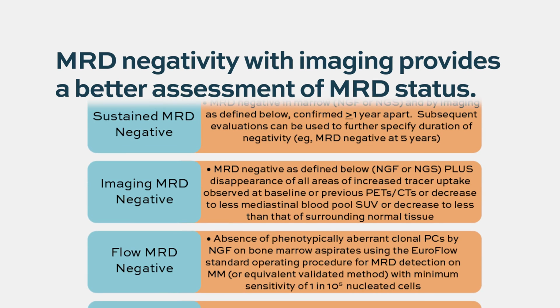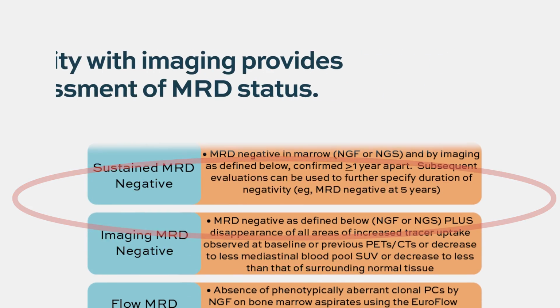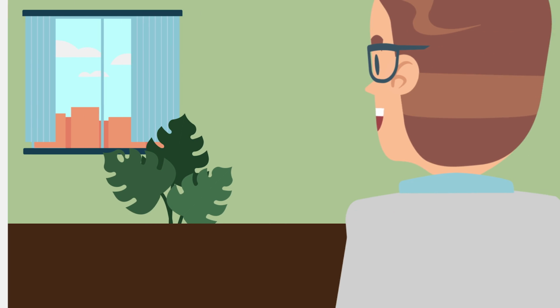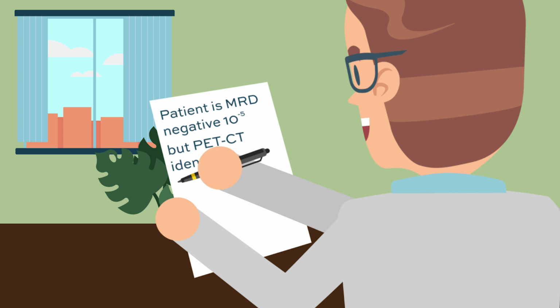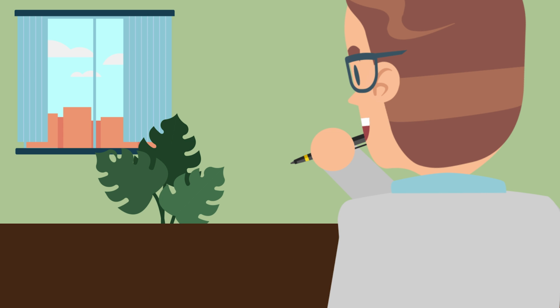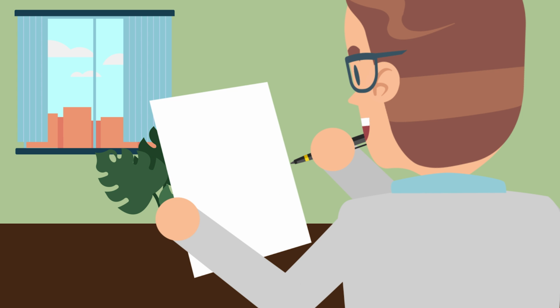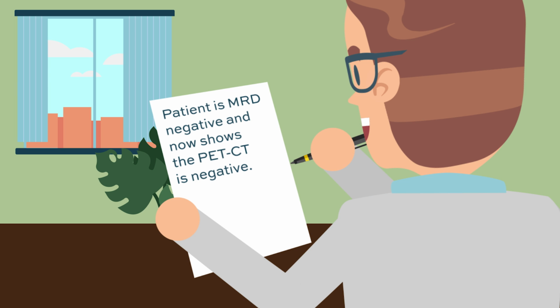There are some individuals that are negative in the bone marrow, but they could still have some areas positive with PET-CT. If that happens, the patient could still fulfill the definition and the criteria for MRD negativity, but there should be a comment in the note that the patient is MRD negative, 10 to minus 5, but the PET-CT identifies residual disease. If the patient is monitored, is on therapy, if PET-CT is repeated and this area goes away, there is no abnormal uptake, the note should then say the patient is MRD negative and now the PET-CT is negative.